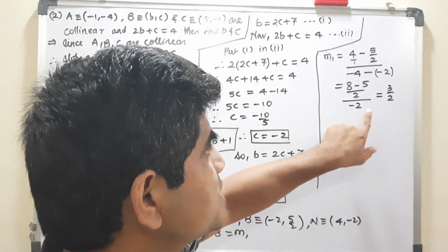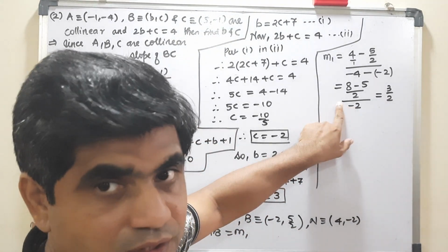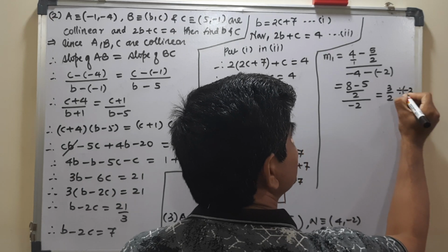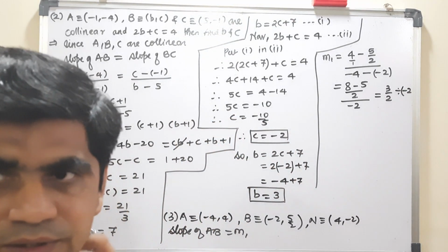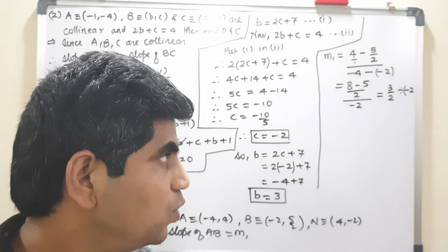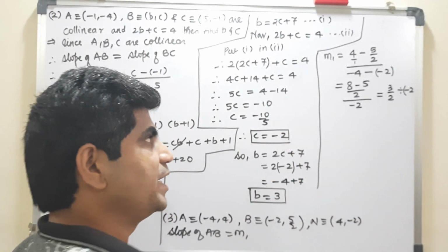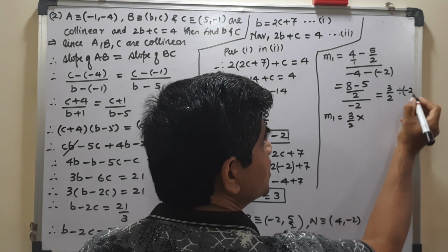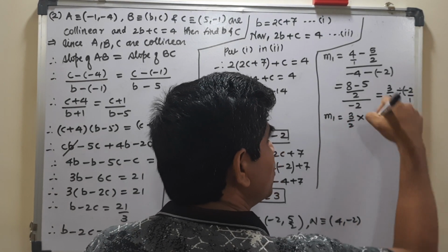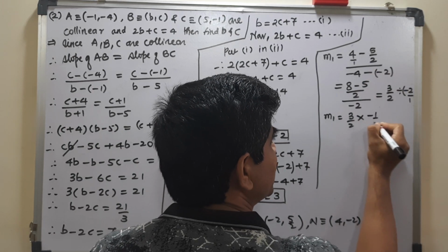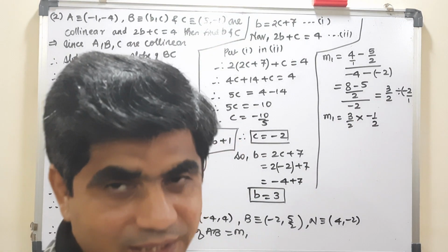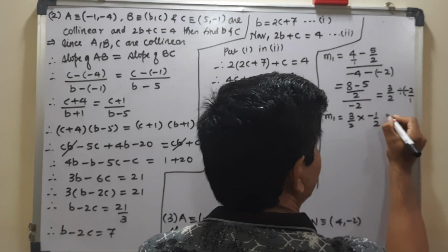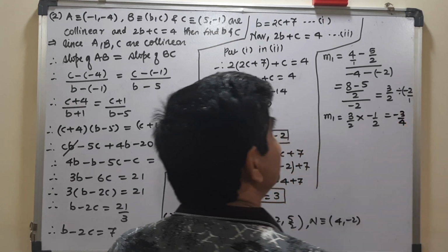So what you get here is 8 minus 5, that is 3 by 2. And see, this was the main division, so I am writing it as divided by minus 2. But since I do not know division of fractions, I will convert it into multiplication. So my M1 becomes 3 by 2 into, nothing is there, so it gets inverted, that is minus 1 by 2. Minus does not matter, minus can be given anywhere. So you get finally M1 as minus 3 by 4.